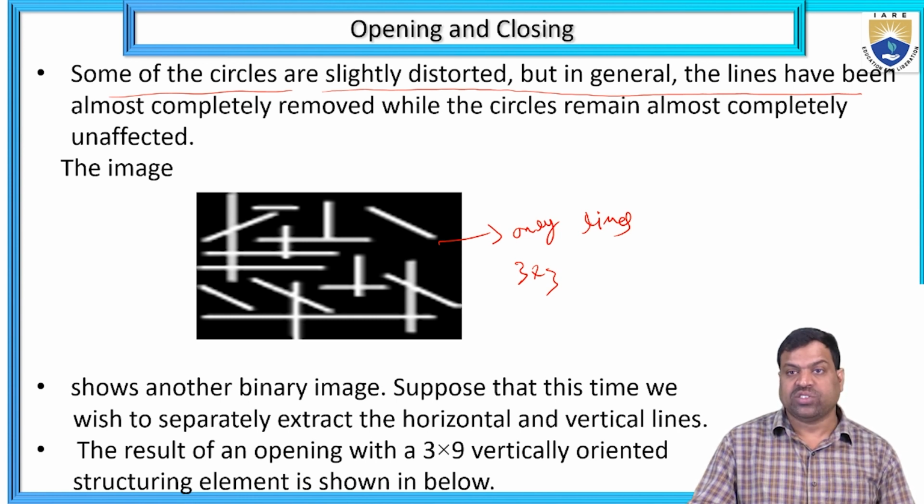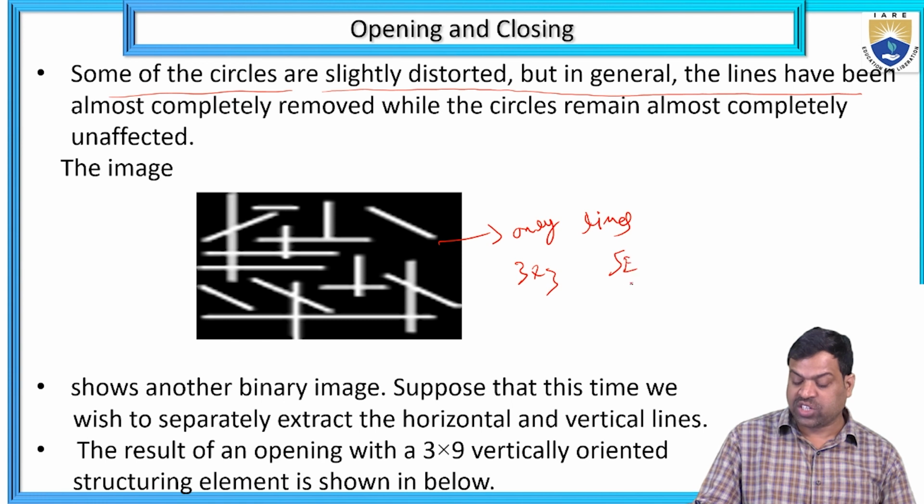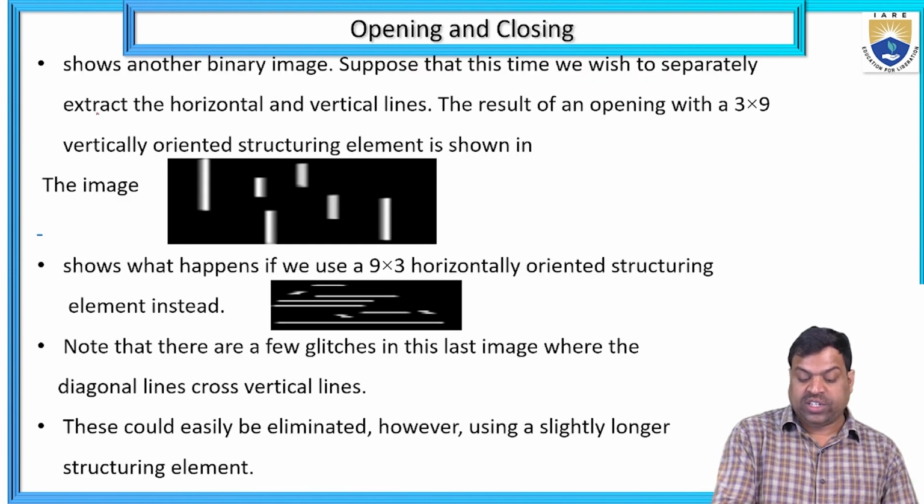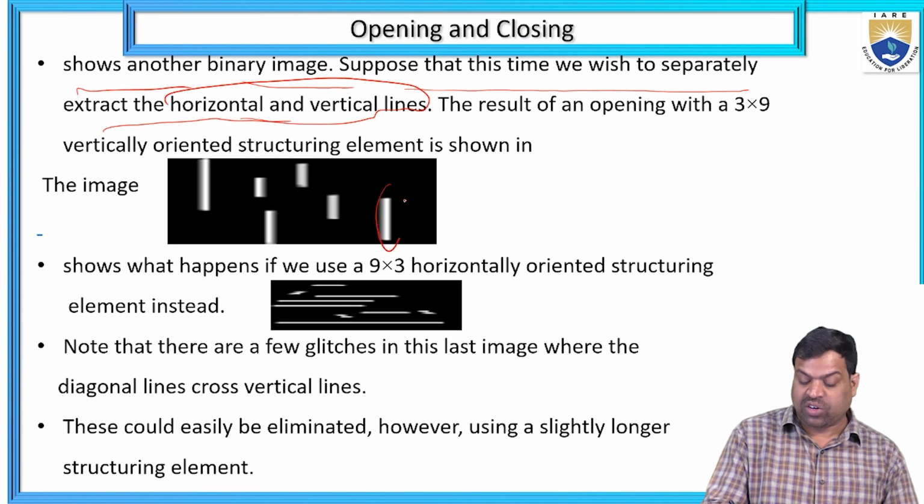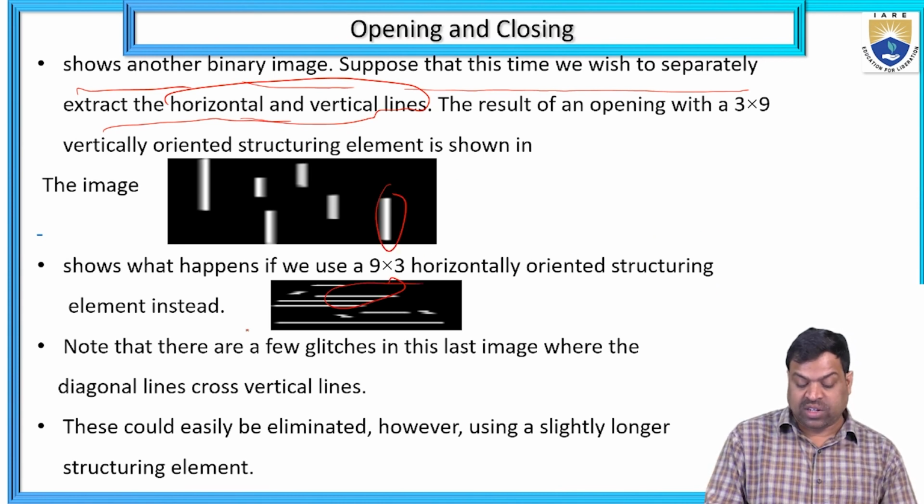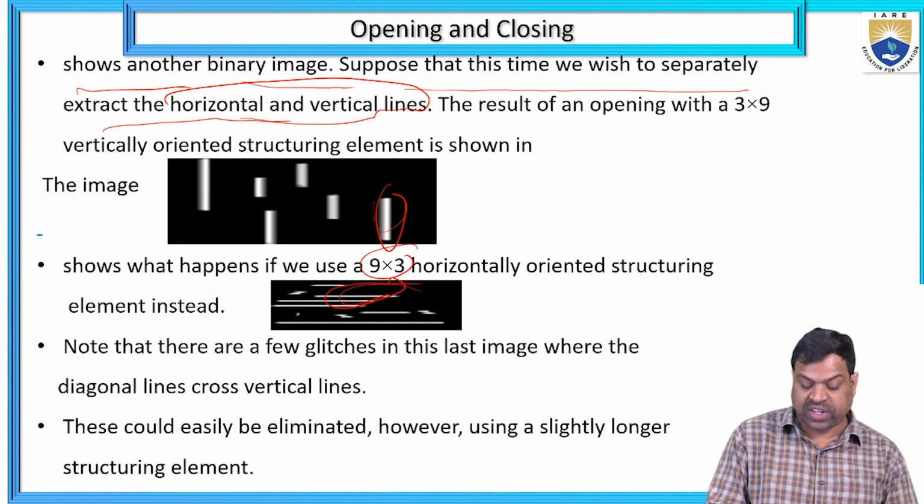This shows another binary image. Suppose that this time we wish to separately extract the horizontal and vertical lines. The result of opening with a 3 by 9 vertical orientation structuring element is shown. Here horizontal and vertical lines are there. This shows what happens when we use a 9 by 3 horizontally oriented structuring element. Here horizontal, here vertical lines are there.